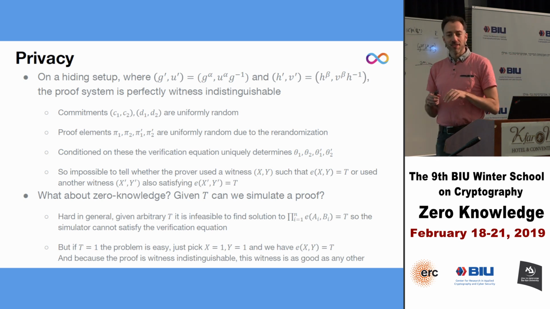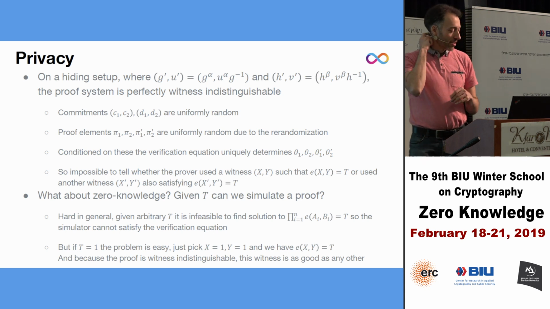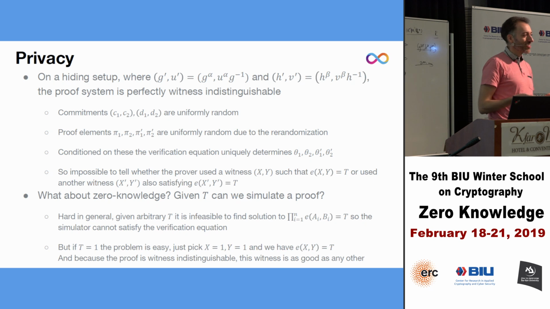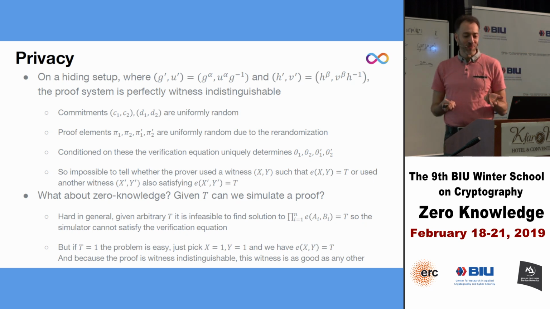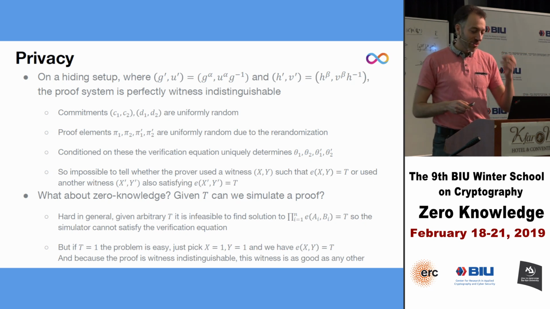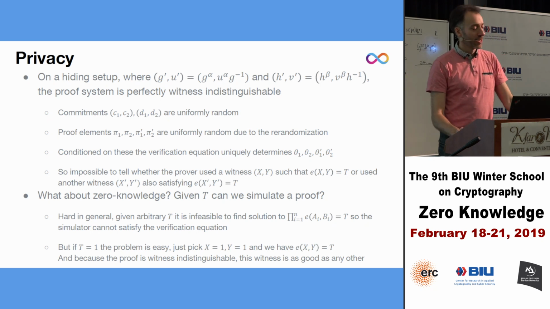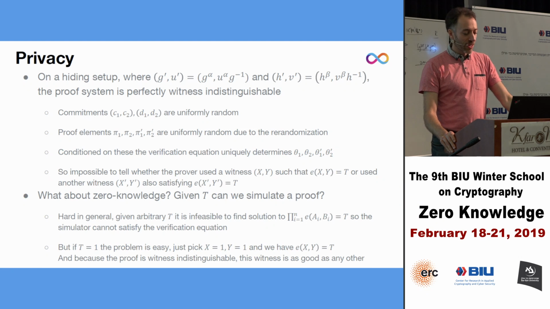So that gives us witness indistinguishability. Now again, I promised you something stronger. I promised you zero knowledge. It turns out it doesn't actually quite give you zero knowledge, right? The problem is that if you want zero knowledge, you have to be able to simulate, okay? And it's hard to simulate when you have an arbitrary t.